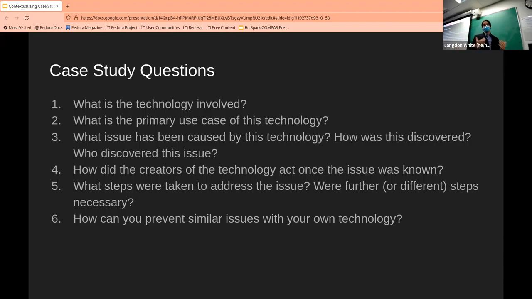Next, how did the creators of the technology actually handle it once they knew about it? Did they do anything about it? In the case of Tesla, the really funny part was they said, no, this is working as intended. It's supposed to roll.